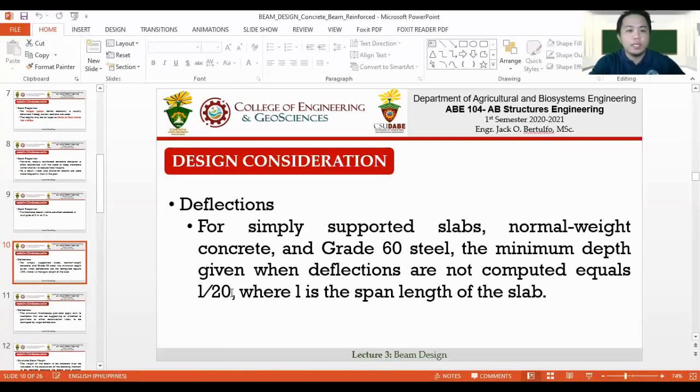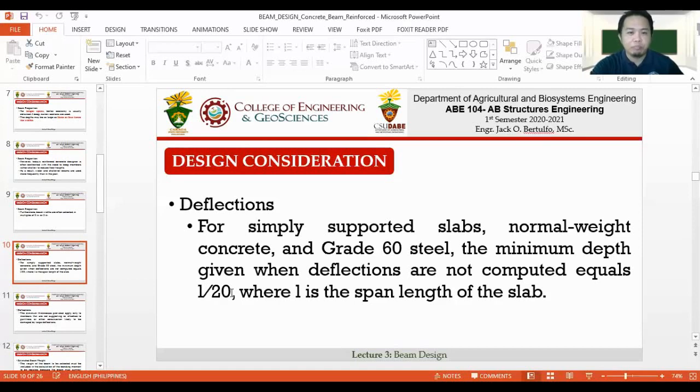So the next one is the deflection. For simply supported slabs, normal weight concrete and grade 60 steel, the minimum depth, where deflections are not computed, equals L over 20, where L is the span of the slab. Okay, so for calculating the deflection, I think it is the same as calculating the deflection of a homogeneous beam. So we have established deflection formulas for simple supported, cantilever, continuous. So you can use that formula again for this type of beam.